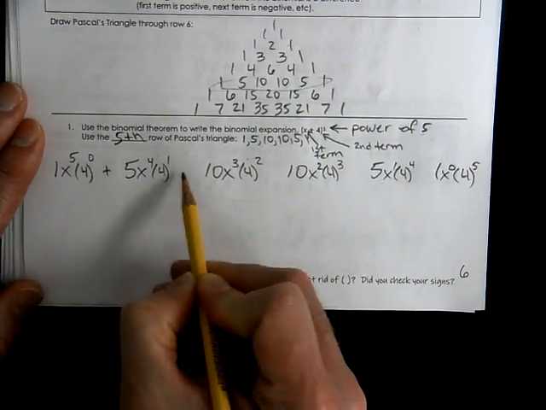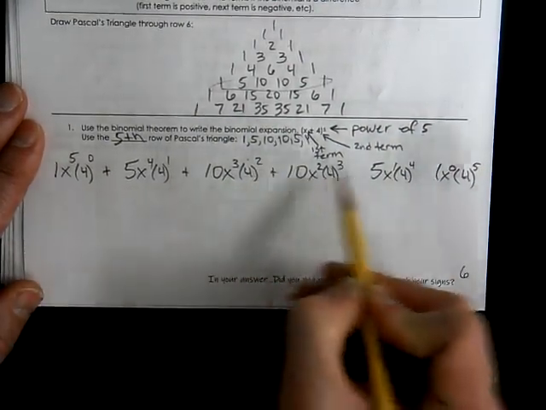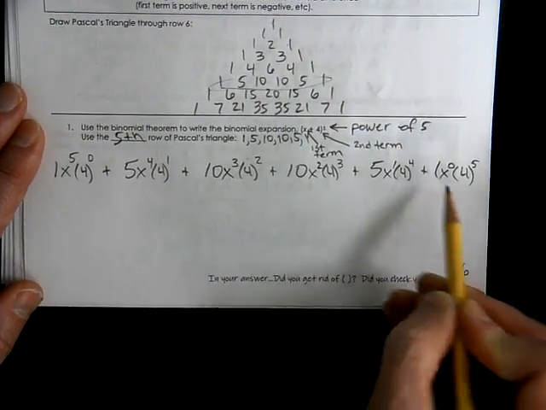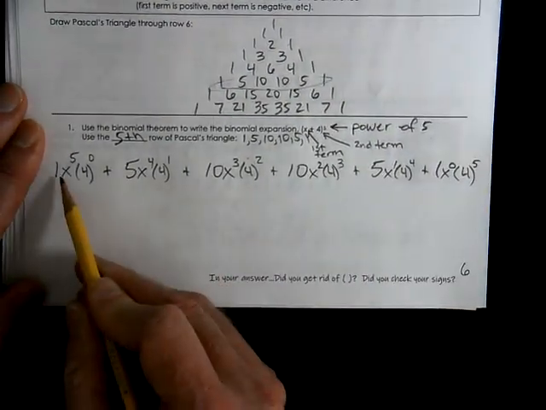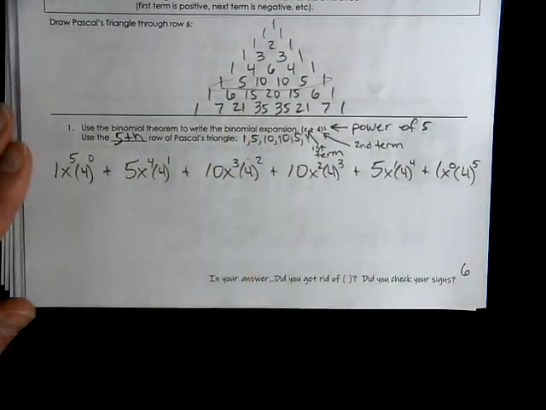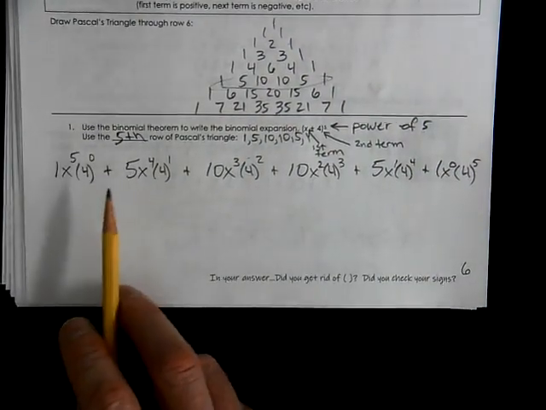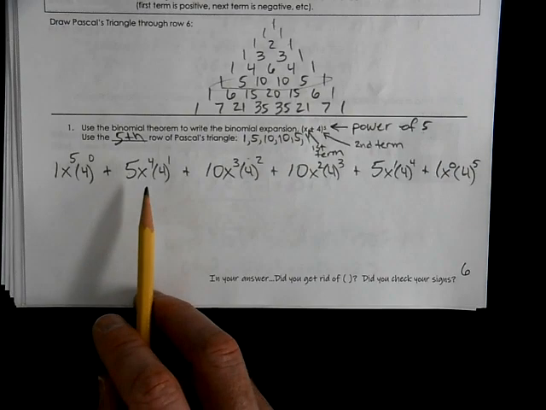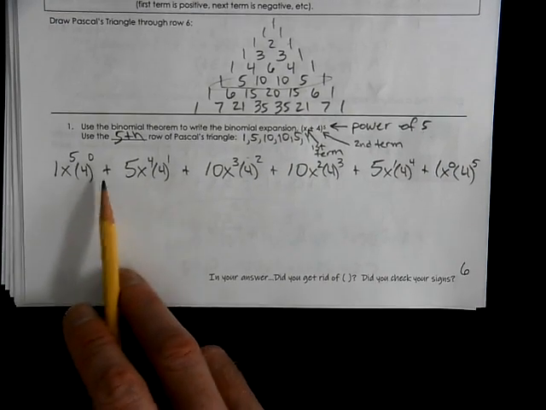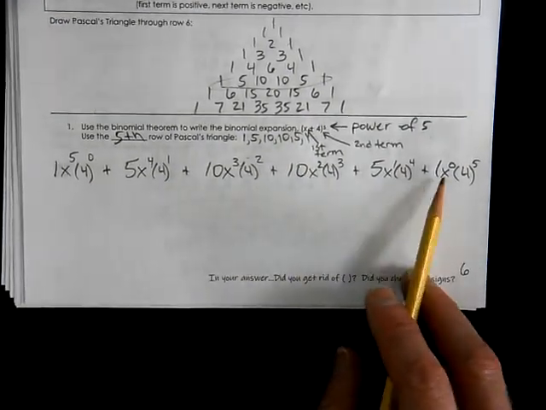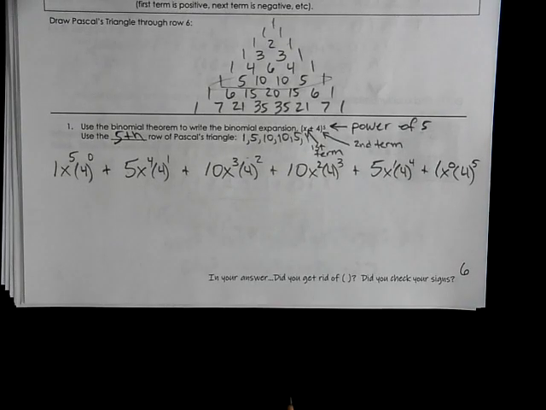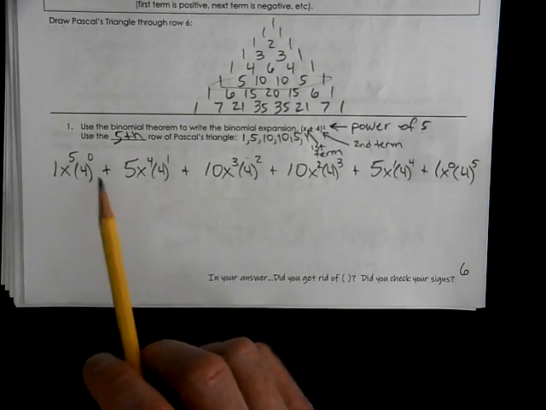We're going to place a plus in between, or right in front of every term of our Pascal's triangle. Don't put an x in between the x and the 4. Don't put a plus in between the x and the 4. Put your plus before each term of your Pascal's triangle. Now we just simplify.